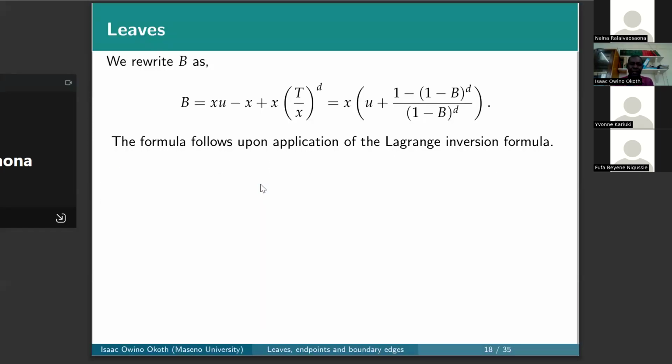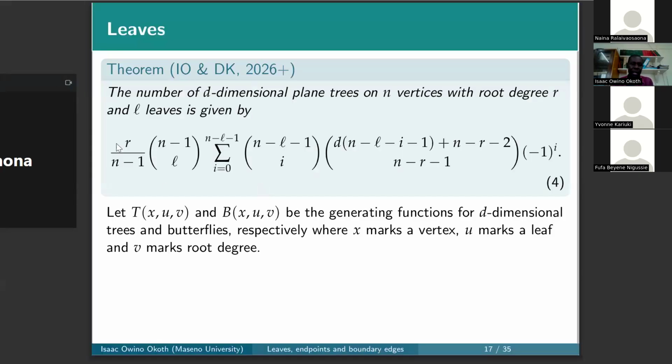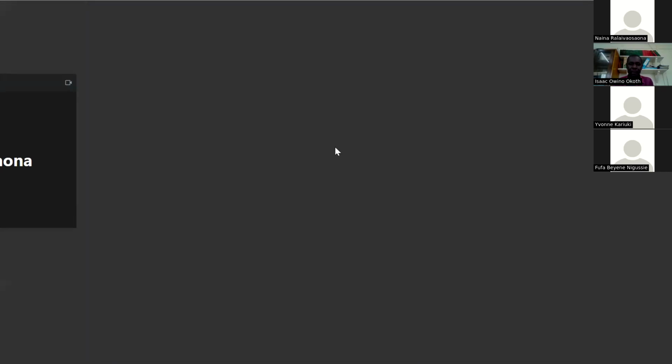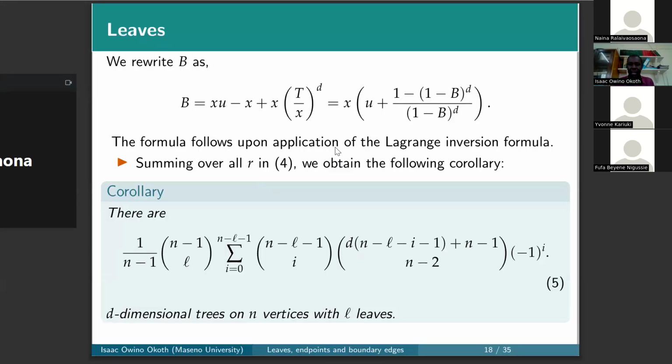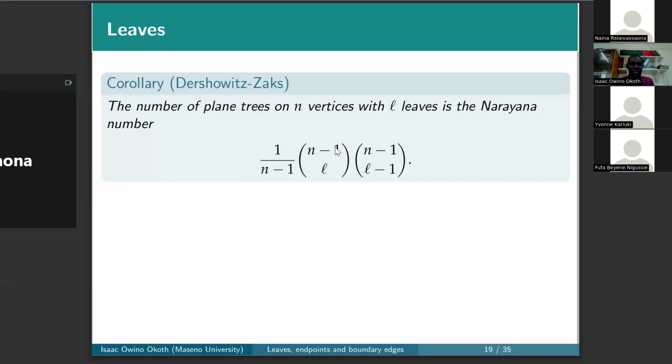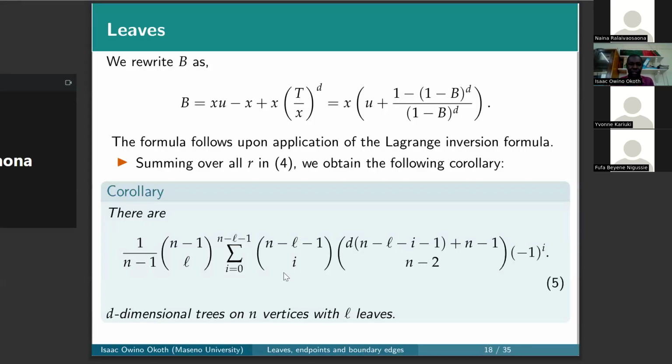And when we sum over all r, that is, in this formula here we sum over all r, the root degree, then we should get the total number of trees with n vertices and n leaves, which is given by equation 5. So there are other results that we obtain that are found easily from this result.